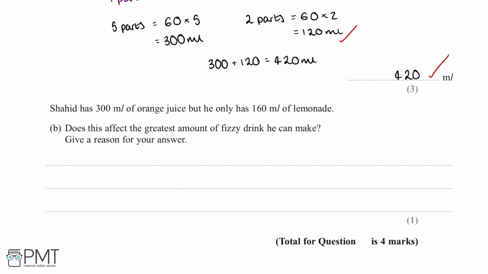Shahid has 300 millilitres of orange juice, but he only has 160 millilitres of lemonade. Does this affect the greatest amount of fizzy drink he can make? Give a reason for your answer.